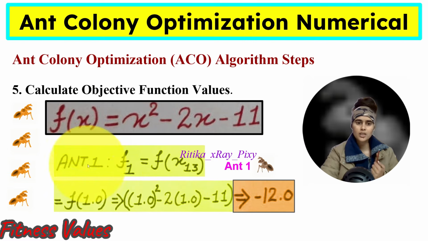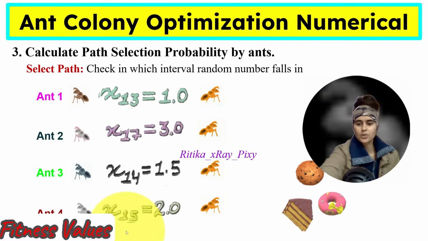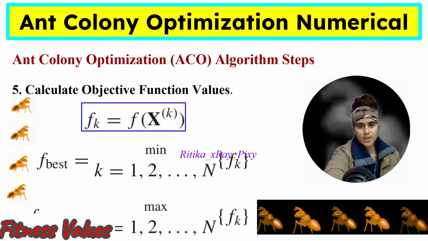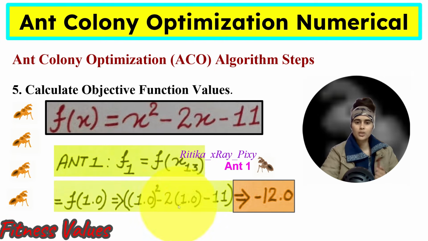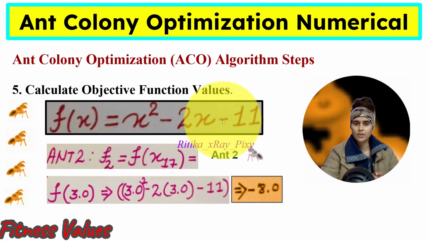So here you can see for the first ant we have the objective function. Put the value here. Here you can see the value for each ant. For the first ant we have 1.0. Put this value in the objective function and we got the value minus 12.0. Second ant value we have 3.0. Put this value in the function and we got the value for this ant minus 8.0.